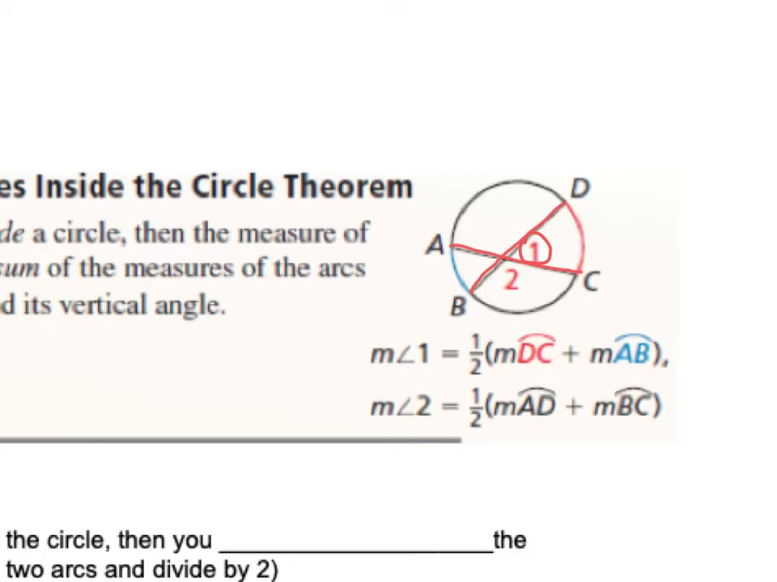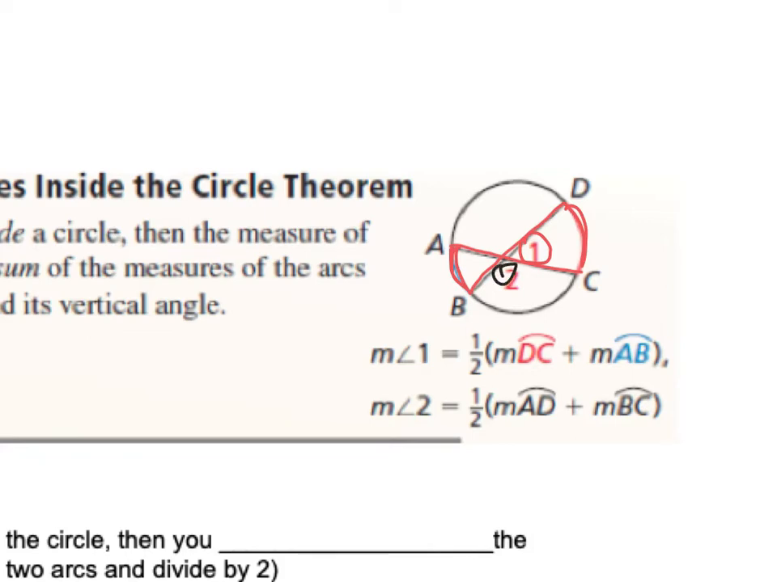Okay, so angle 1, here's angle 1. Measure angle 1 is half the sum. So you're averaging the arcs that it intercepts because it intercepts 2. So it's going to intercept this arc, DC, and AB. Okay, so you're going to add those two together and divide by 2. Rather than multiplying by half, I always think add them together and divide by 2. You're just averaging them.